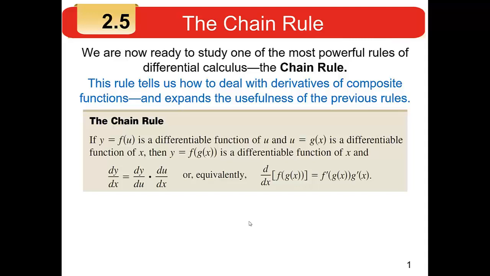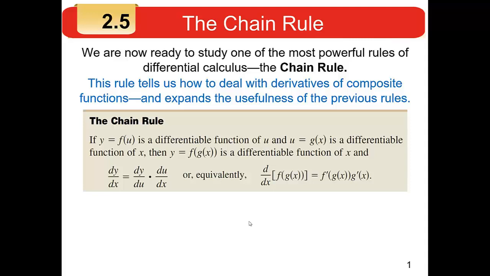I know this looks a little intimidating, but give me a chance to show you that it's not as bad as it really looks. It says if a function y equals f of u is a differentiable function, in other words, it has a derivative, and it's a function of u, and u is also a differentiable function of x, then y equals f of g of x, that's the composite part of this, is a differentiable function of x, and that derivative is given by dy over dx is equal to dy over du times du over dx.